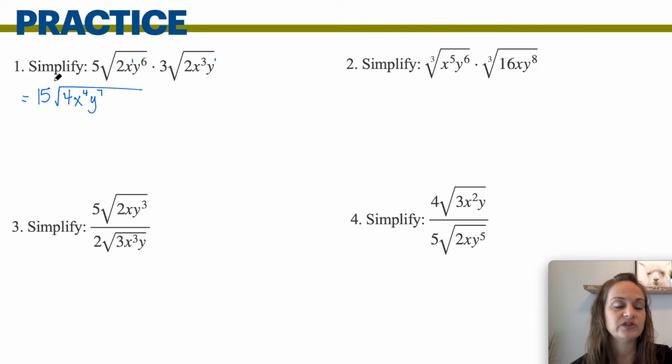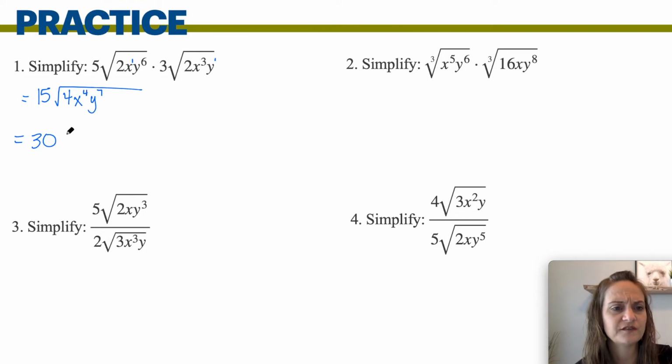Now I'm going to reduce. This is a square root. Well, I know that the square root of 4 is 2. So I'm going to go ahead and multiply 2 times 15 to get me 30. And then I divide by the index. So the index is 2.